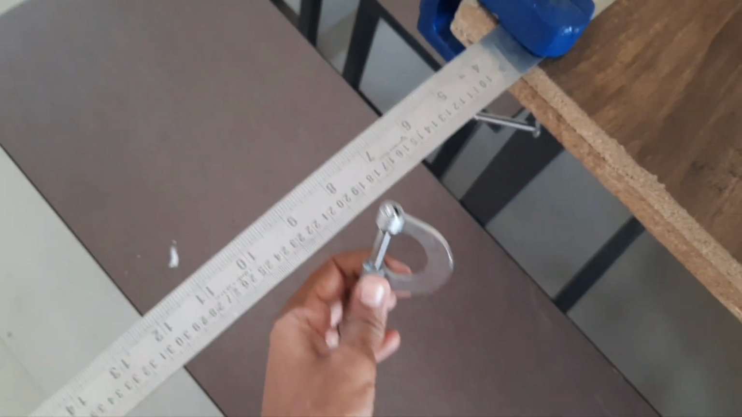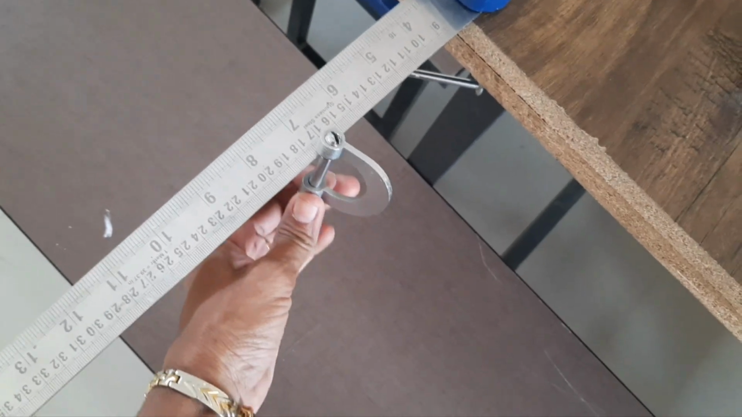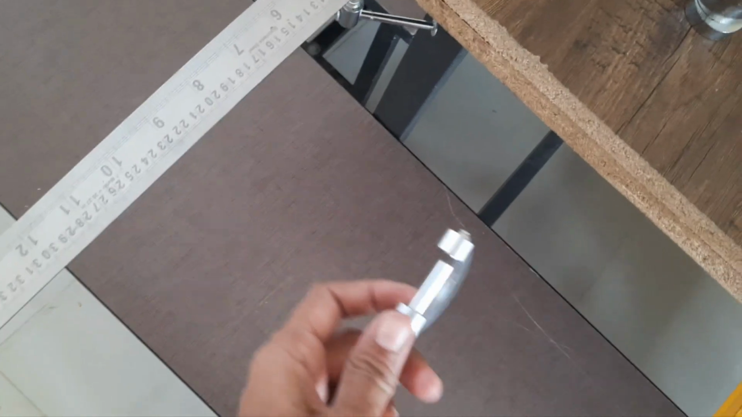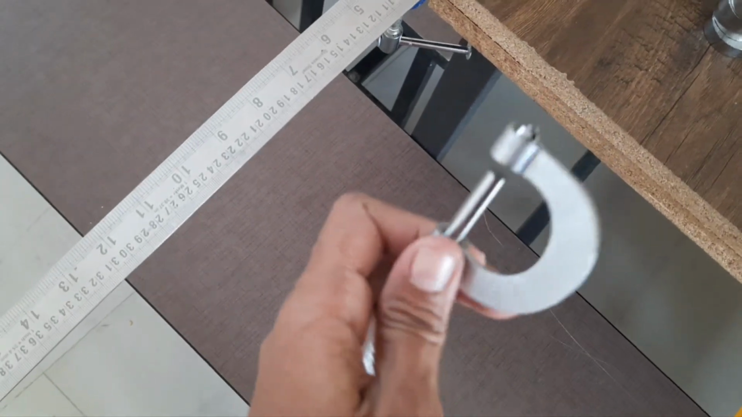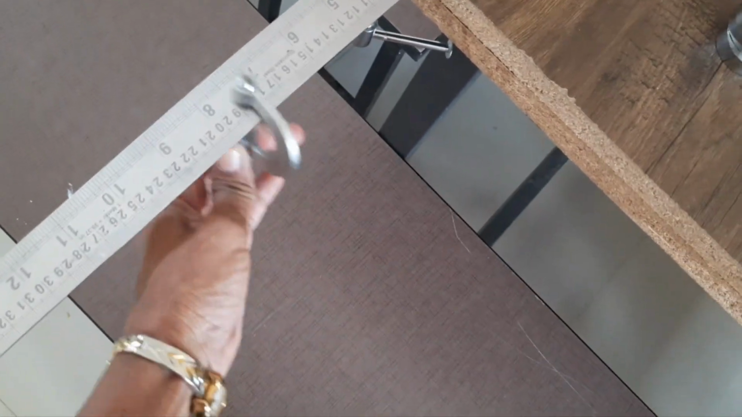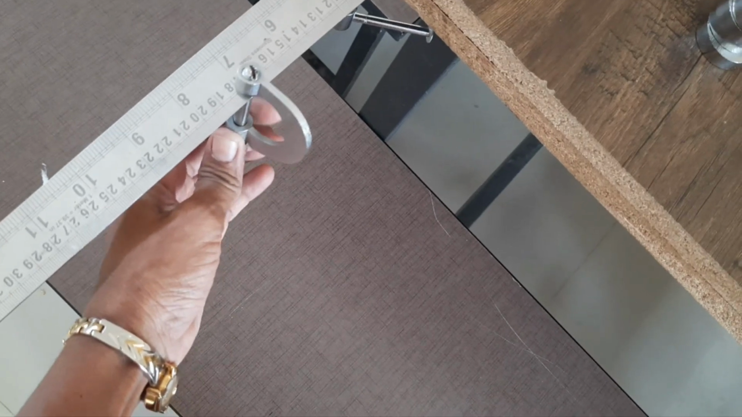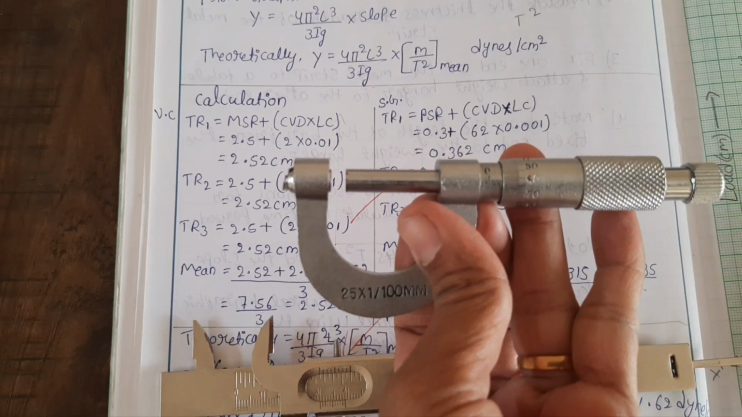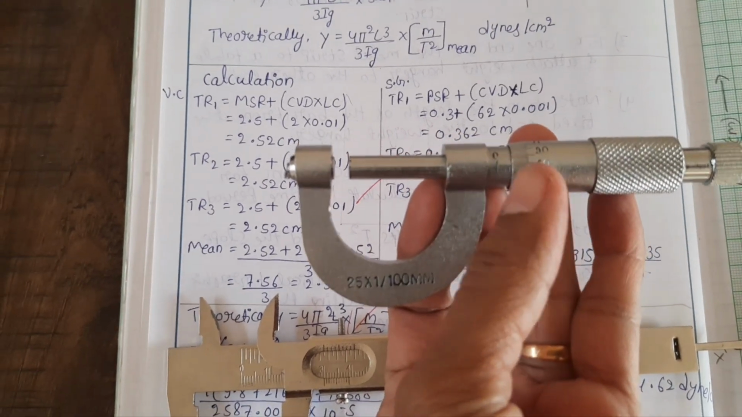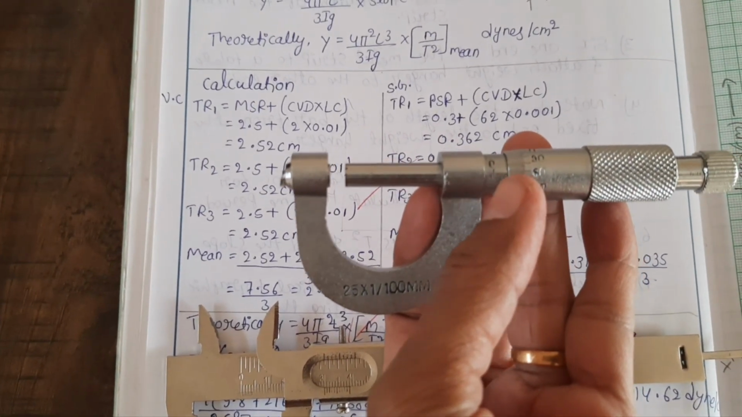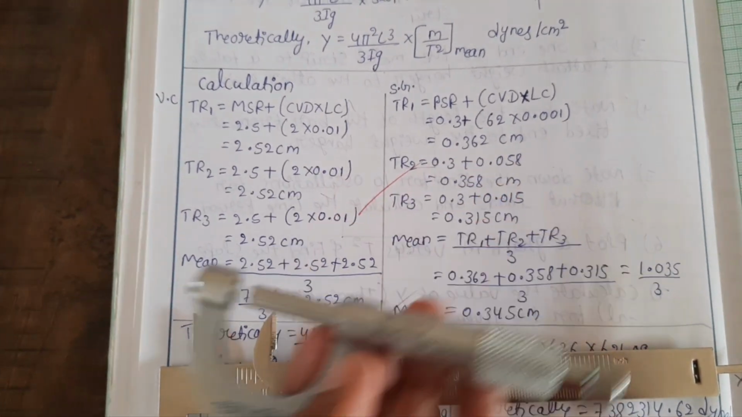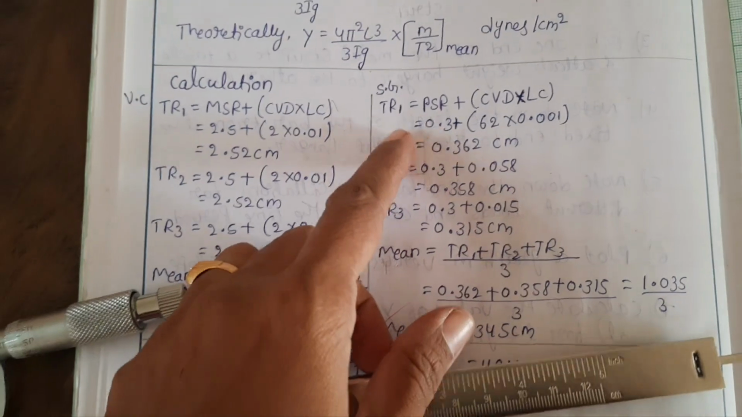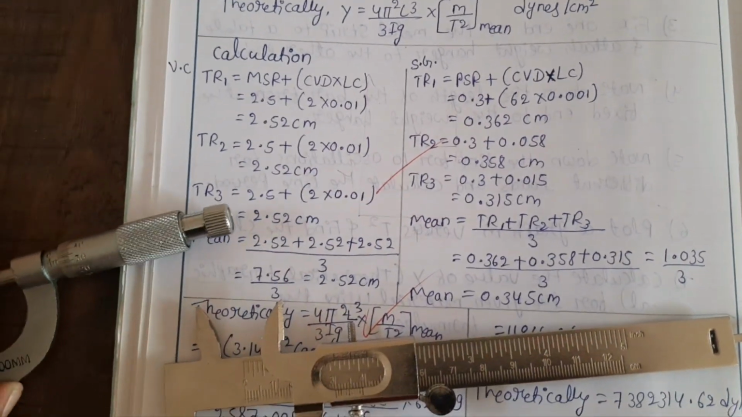Using this screw gauge, you have to hold this metal strip in between the jaws of the screw gauge, and then you can measure the thickness. Here you can see this is the main scale reading and this is the CVD, how many lines are coinciding to the main scale. Here they got 0.3 pitch scale reading, PSR.